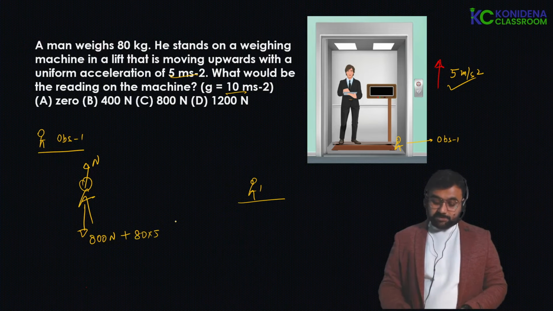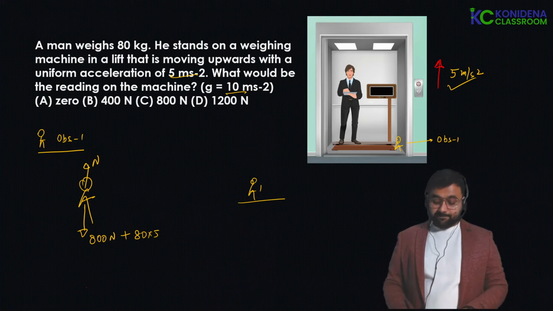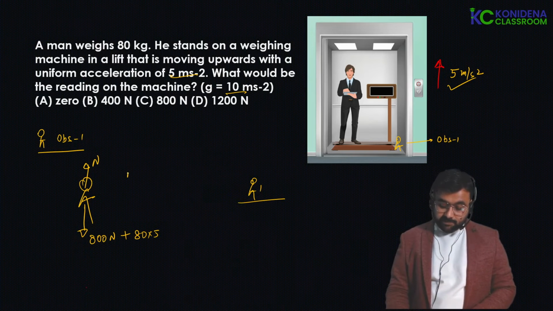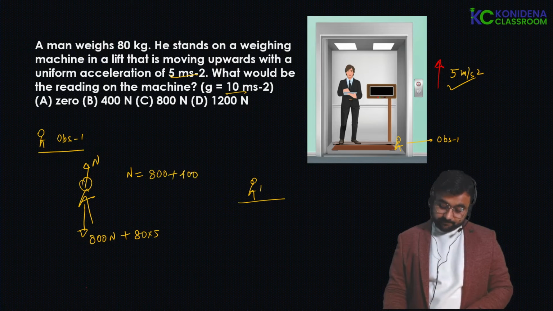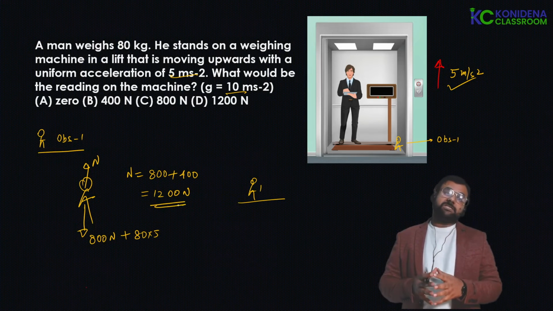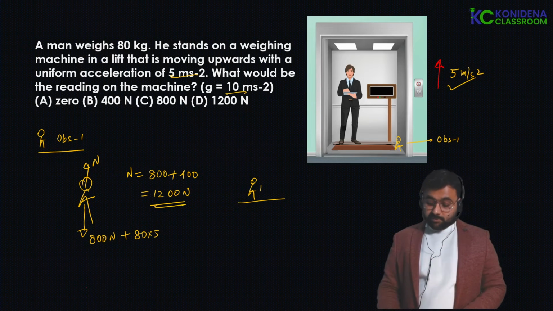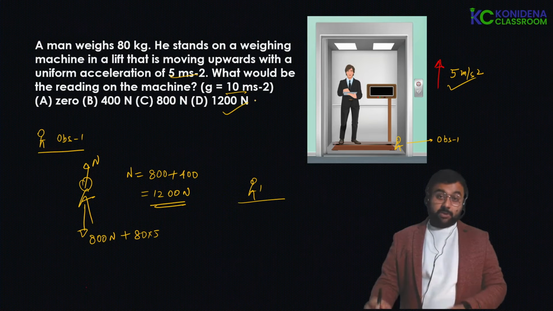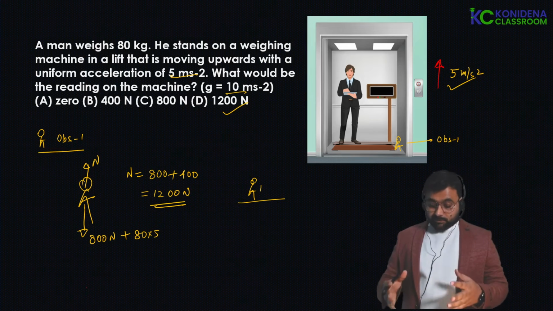So with respect to the person inside the lift, that is the first observer, the equation says the normal reaction is going to be 800 plus 400, that is 1200. The weighing machine is doing nothing; it just measures the normal reaction. So the reading of the machine is going to be 1200 newton with respect to an observer sitting inside the lift. So the option should be D.